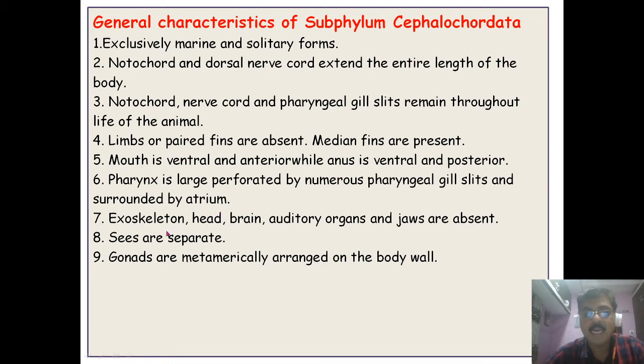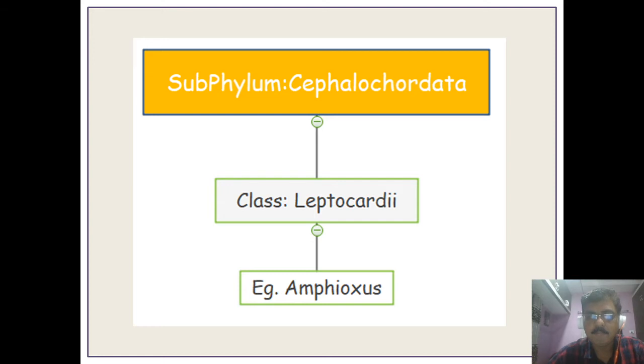Then exoskeleton, head, brain, auditory organs and jaws are absent in Cephalochordata. Sexes are separate, that is males and females are separate. No hermaphroditism. The gonads are metamerically arranged, meaning they are repeating, and arranged on the body wall in the ventral position. These are the characteristic features of the subphylum Cephalochordata.